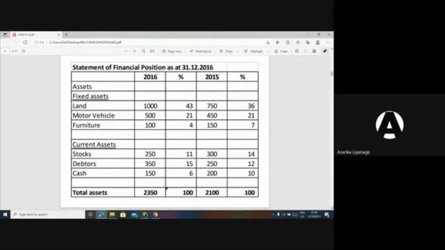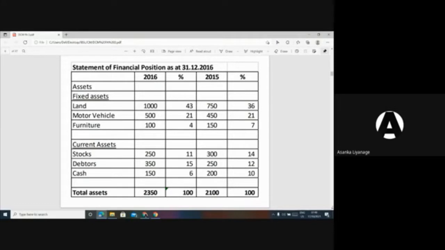We have a normal balance sheet of a client, with 2016 and 2015 figures given. Here, the total asset figure is the highest figure in this balance sheet, right? When it comes to 2016, the total asset figure is 2,350. If you go to the 2015 balance sheet figures, total assets is the highest figure, that is 2,100.